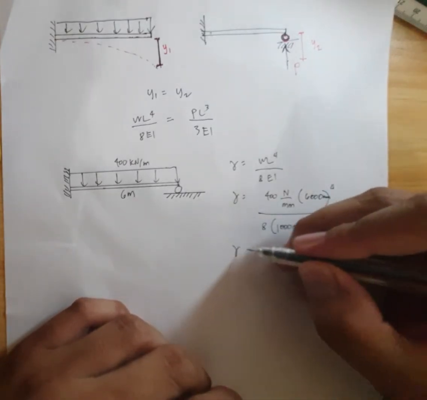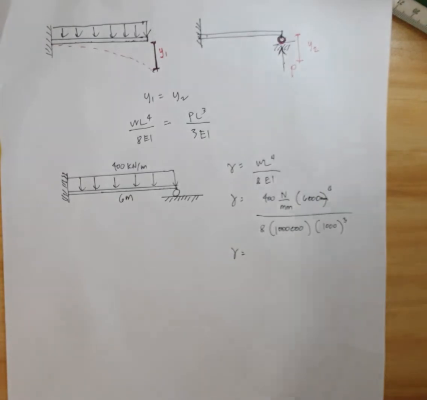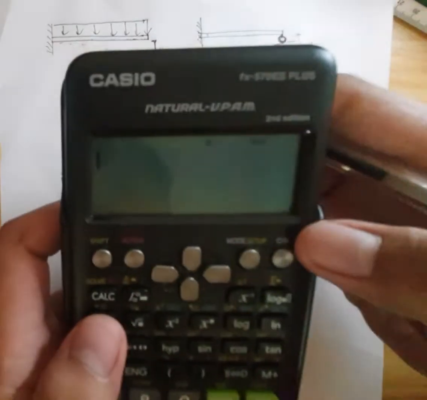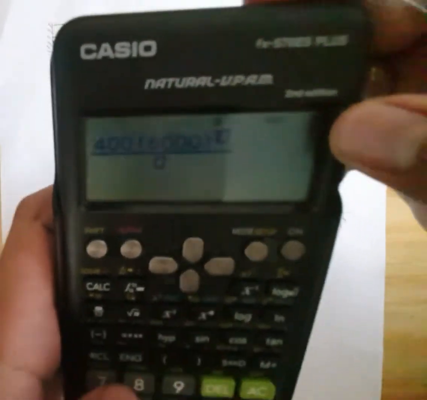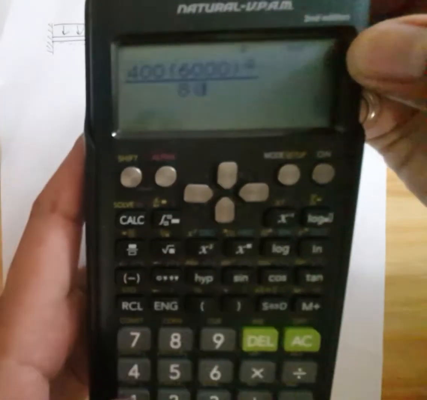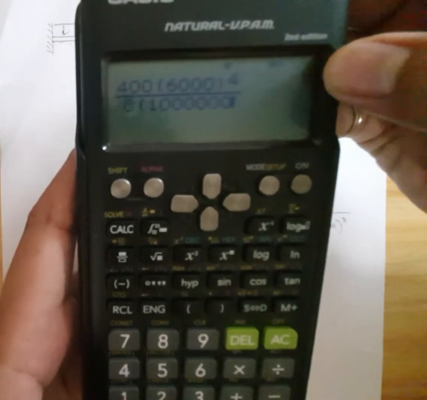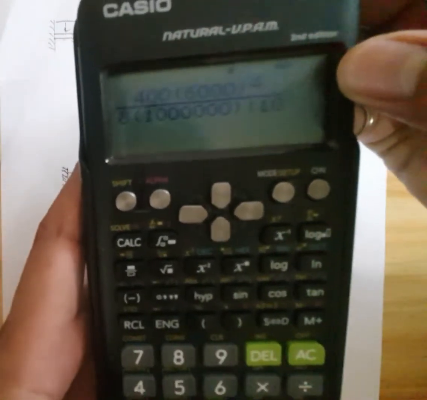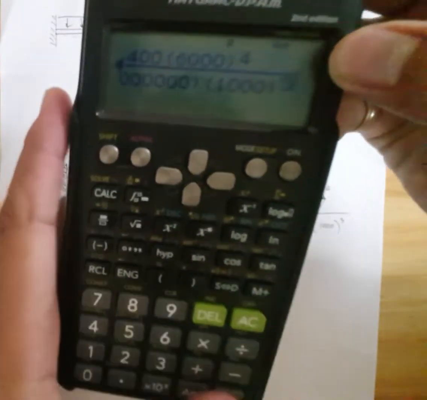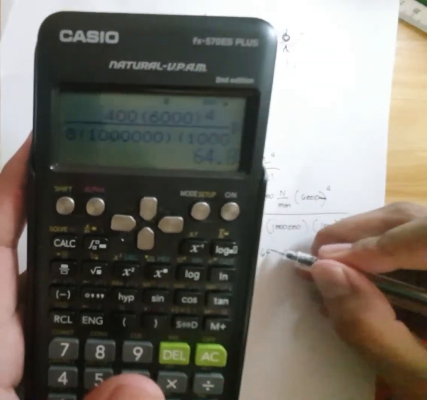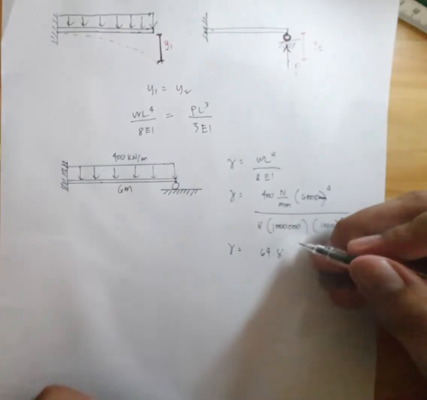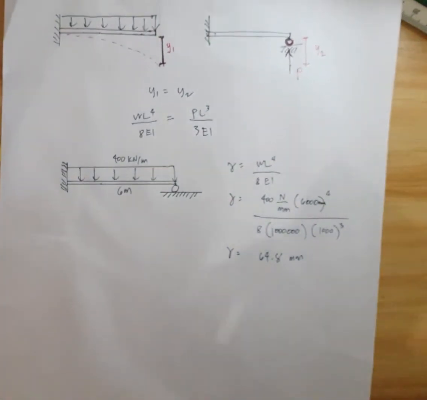Okay, so deflection is, using your calculator, 400 times 6,000 to the 4 over 8 times 1 million times 1,000 cube. So we have 64.8 millimeters.